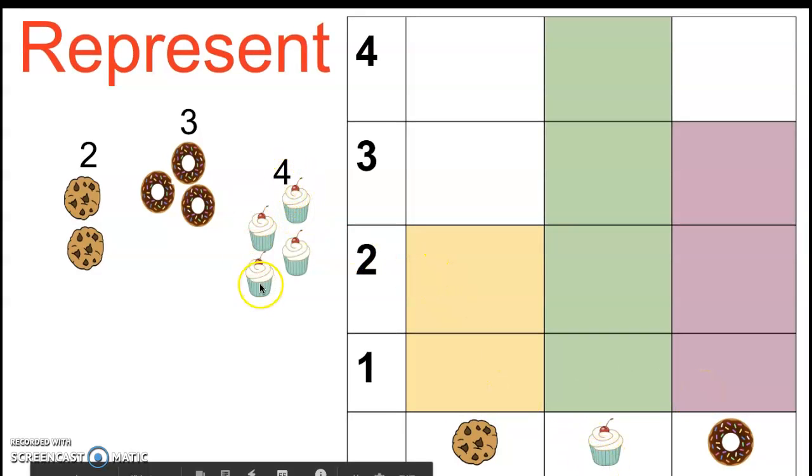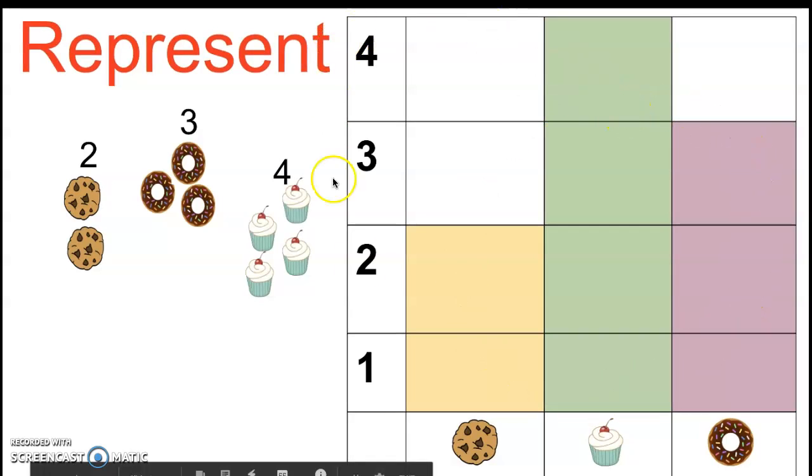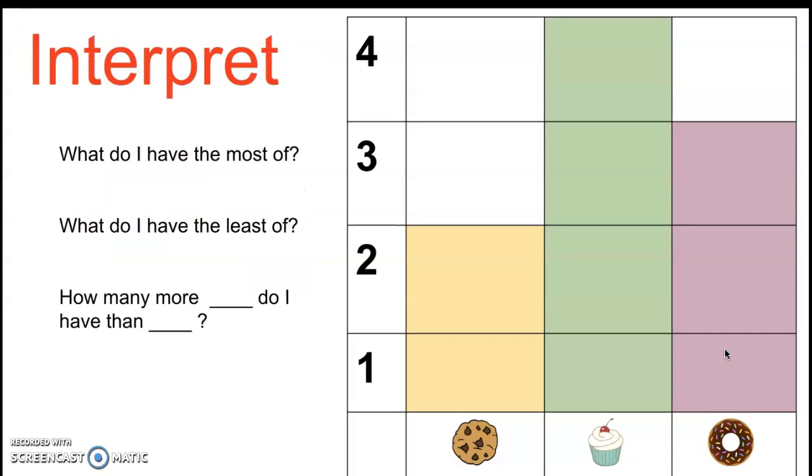I have 4 cupcakes, so I'm going to color in 4 blocks on my bar graph to represent that I have 4 cupcakes. So instead of showing someone all of your items, you can show them on a bar graph. And it would look something like this. Now it's time to interpret our data. Can you say interpret? Interpret.